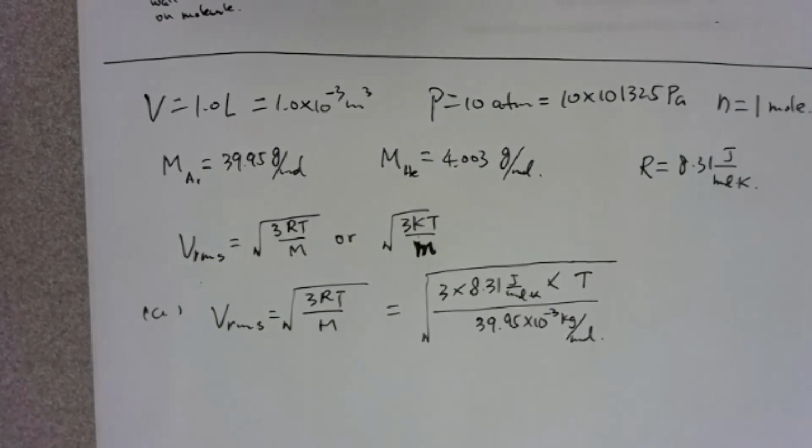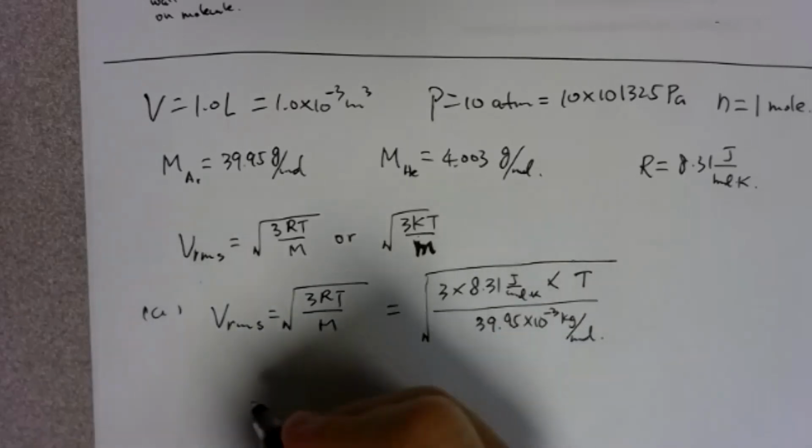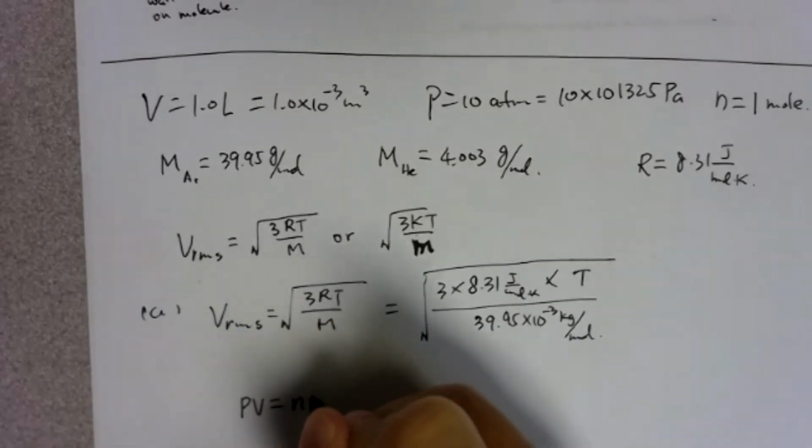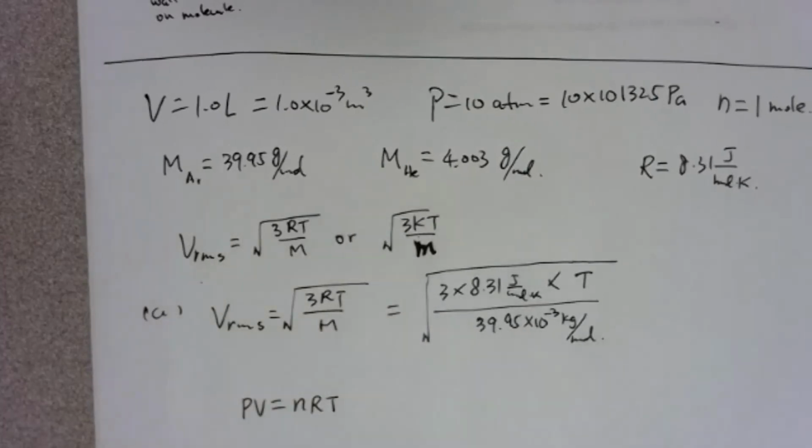All right, so what do we do? It says consider argon to be ideal gas. All right, bingo. So once you see ideal gas, immediately think about the ideal gas law, PV equals nRT. PV equals nRT. Okay.